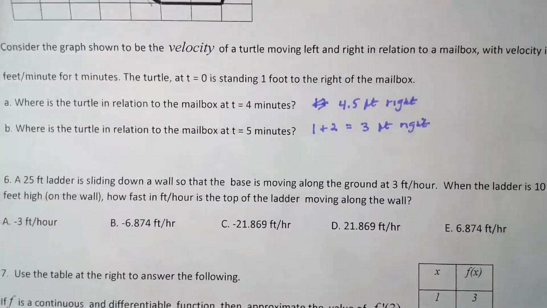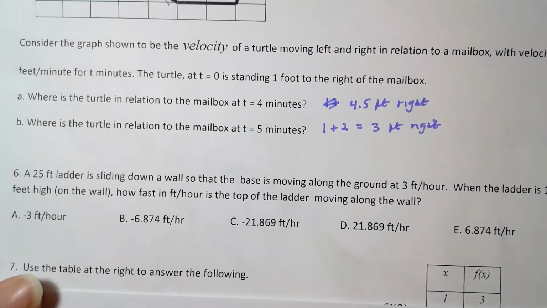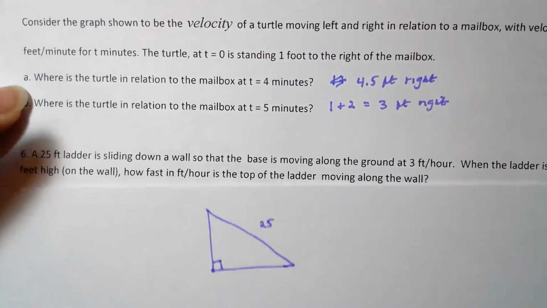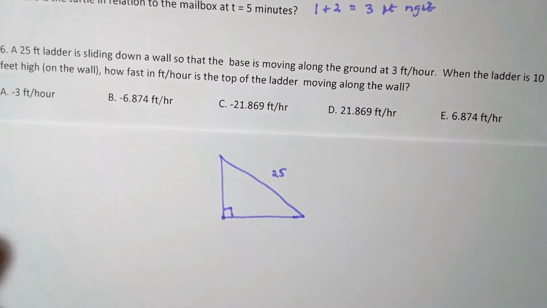Now we have a ladder problem. Okay, so we have a 25-foot ladder sliding down a wall. So I'm just making my triangle, right? I know it's going to be a right triangle. Here's my ladder. It's 25 feet long, and that length is not going to change.